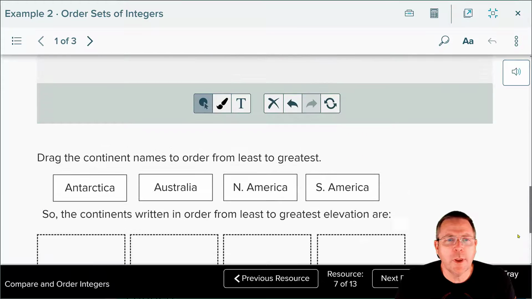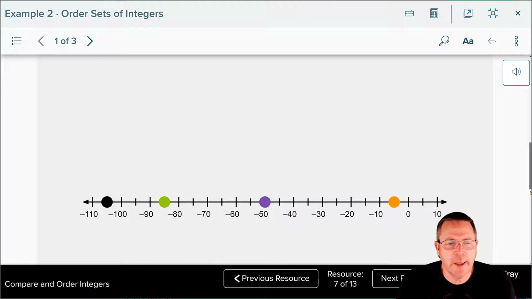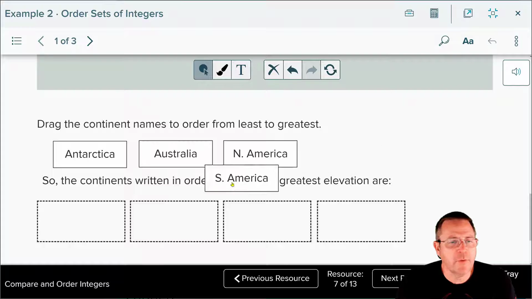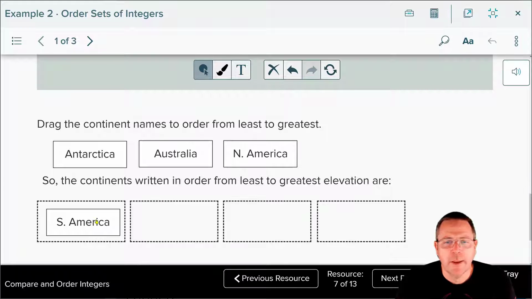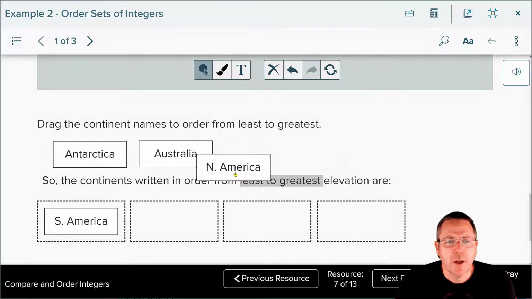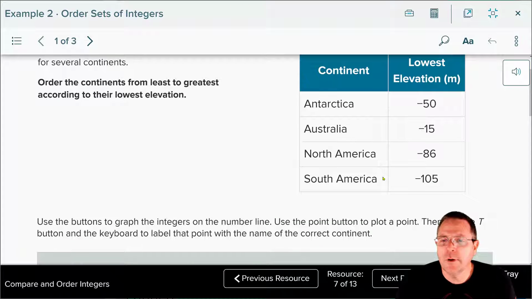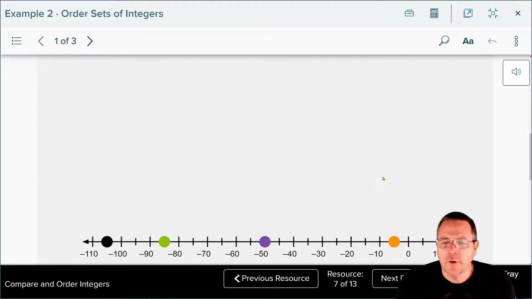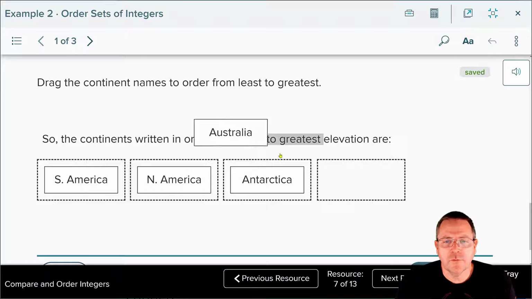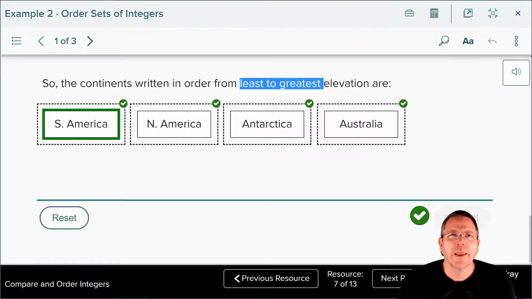Well, it doesn't appear we have a check button, but we can now use the information we had and go from least to greatest. South America, of course, is going to be the least, and pay attention that it does say least to greatest there. North America is going to be the next least because that was our green one, and then after that it is going to be Antarctica, followed by Australia, going from least to greatest. Check our answers. Everything checks.